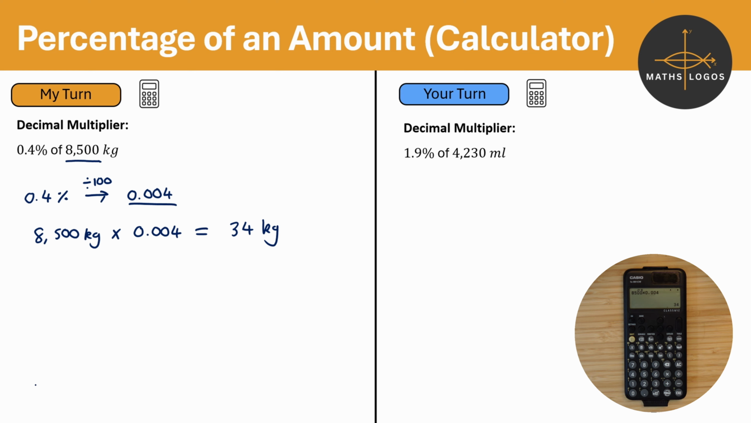So we take our 1.9%, divide it by 100 to turn it into that decimal multiplier, and that gives us 0.019. Take your 4,230 milliliters and multiply it by the 0.019. And just type that in your calculator.